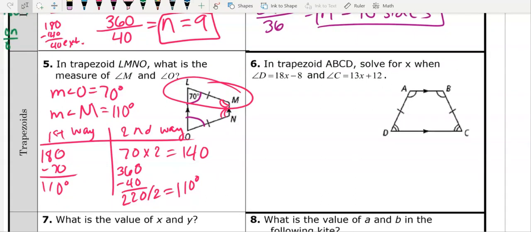Okay, number 6. In trapezoid ABCD, solve for x when angle D is 18x minus 8.